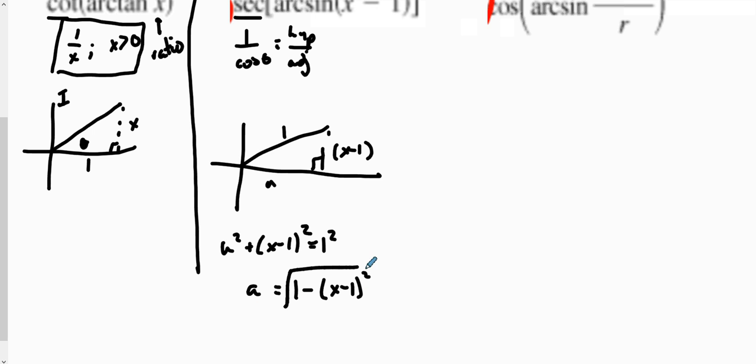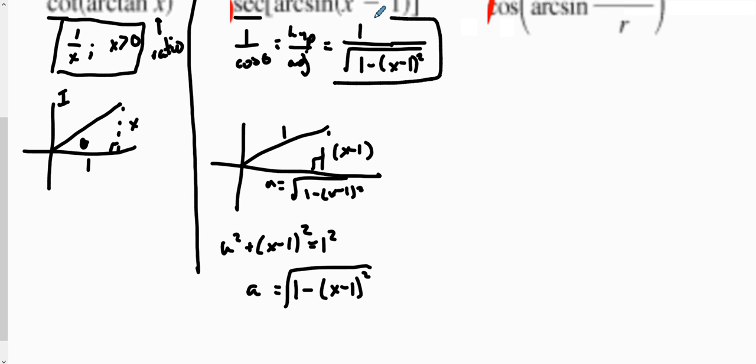We'll take the square root of that so we can get a by itself. We're just going to use the positive portion because this is going to be positive since we are saying it's in the first quadrant. And so we have the square root of 1 minus the quantity x minus 1 squared. Now let's figure out what secant is going to be. Secant is hypotenuse, which is 1, over adjacent, which we found to be the square root of 1 minus the quantity x minus 1 squared. Bada bing, bada boom, that, my friends, is our solution. And there we have it.